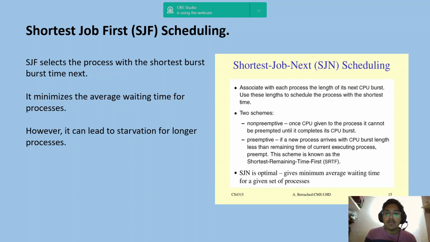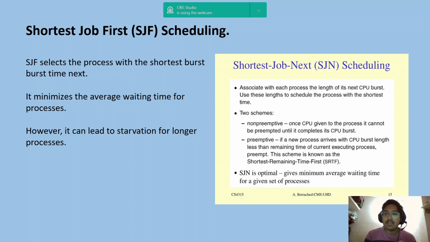First we have to understand that there are two types of scheduling: non-preemptive and preemptive. In non-preemptive, once the CPU is executing a process, no other process can interrupt it. In preemptive, if one particular process is running, it can temporarily stop, and another process can enter the queue and start executing. So for SJF we have both, non-preemptive and preemptive.